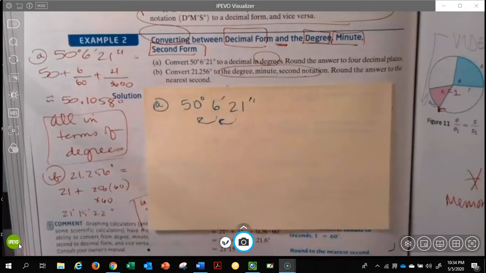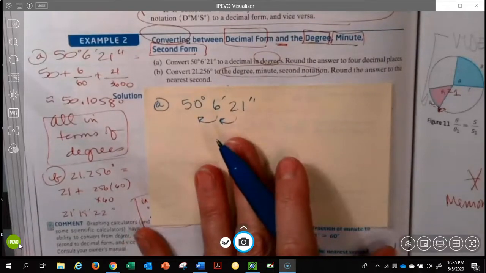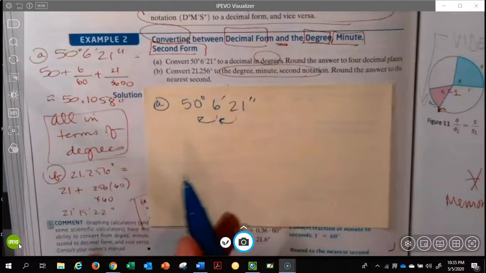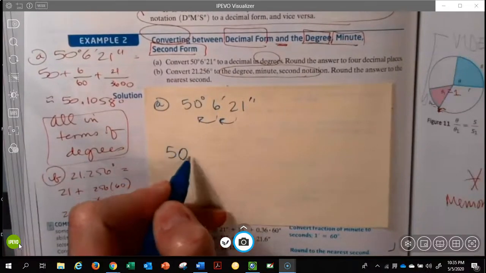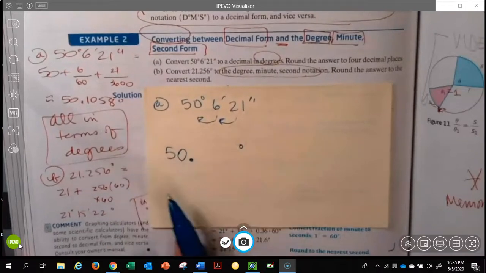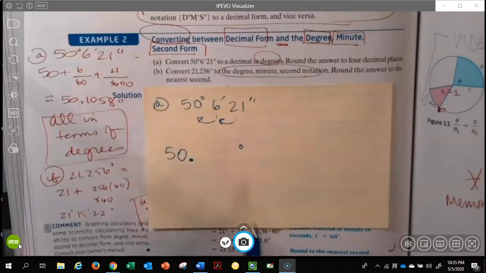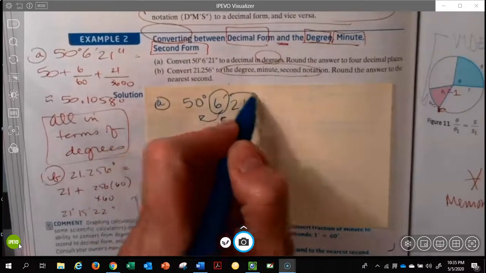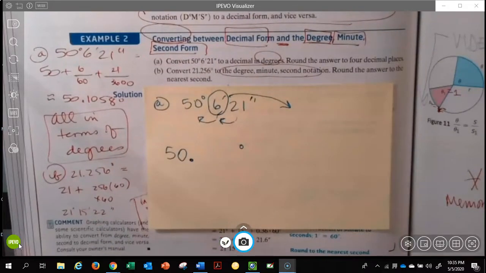It all goes together. But in what we're about to do, one of these you're going to do something with a 60 and a 60, and on one of these you're going to do something with a 60 and a 3600. I just wanted to make a quick video to say this is going to be the one that involves 3600. If I'm supposed to write degrees in a decimal and end up with just 50 point something degrees, I've now got to take my 6 minutes and convert it to degrees.